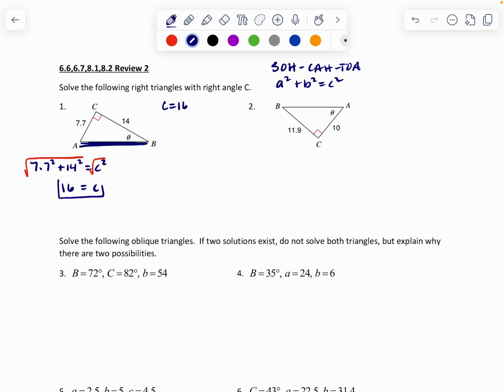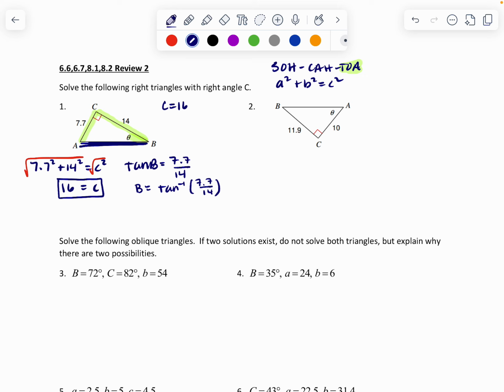All right, then I need to find my angle. If I want to find angle B, this angle right here, I can use a trig function, opposite over adjacent. And remember, opposite over adjacent is tangent. So the tangent of angle B equals opposite over adjacent. To find angle B, I can take the inverse function. So that's tan inverse of 7.7 over 14.